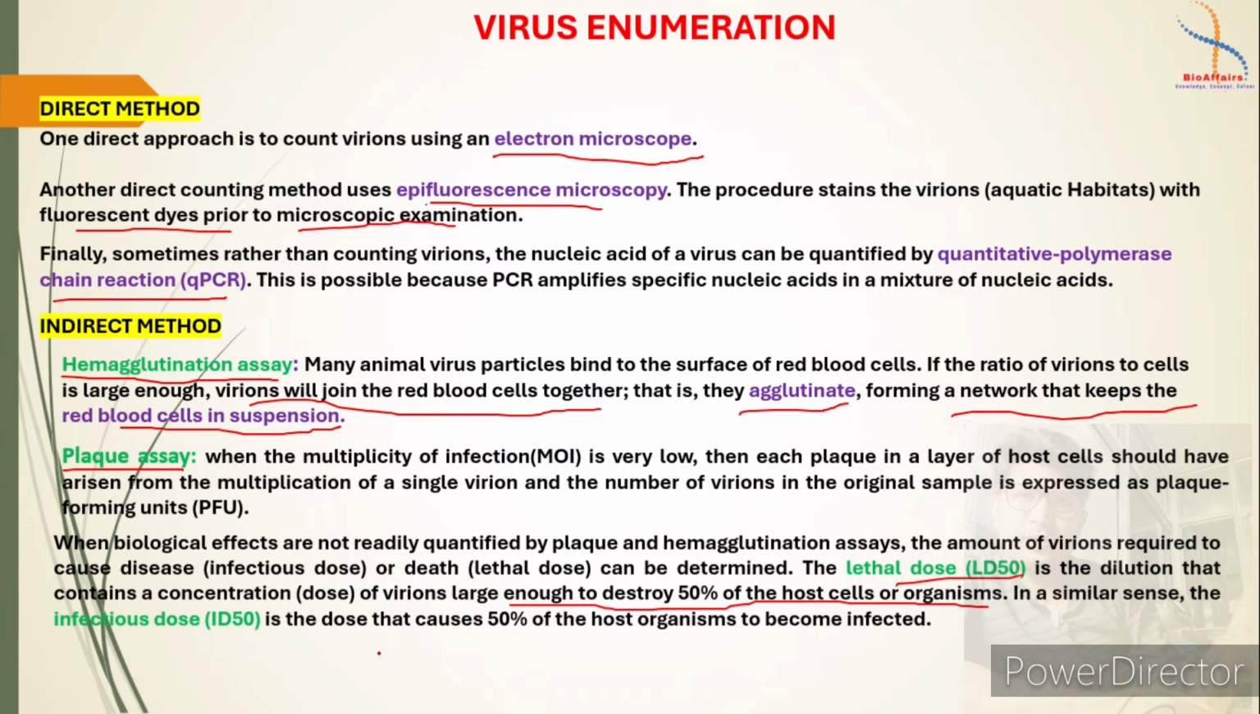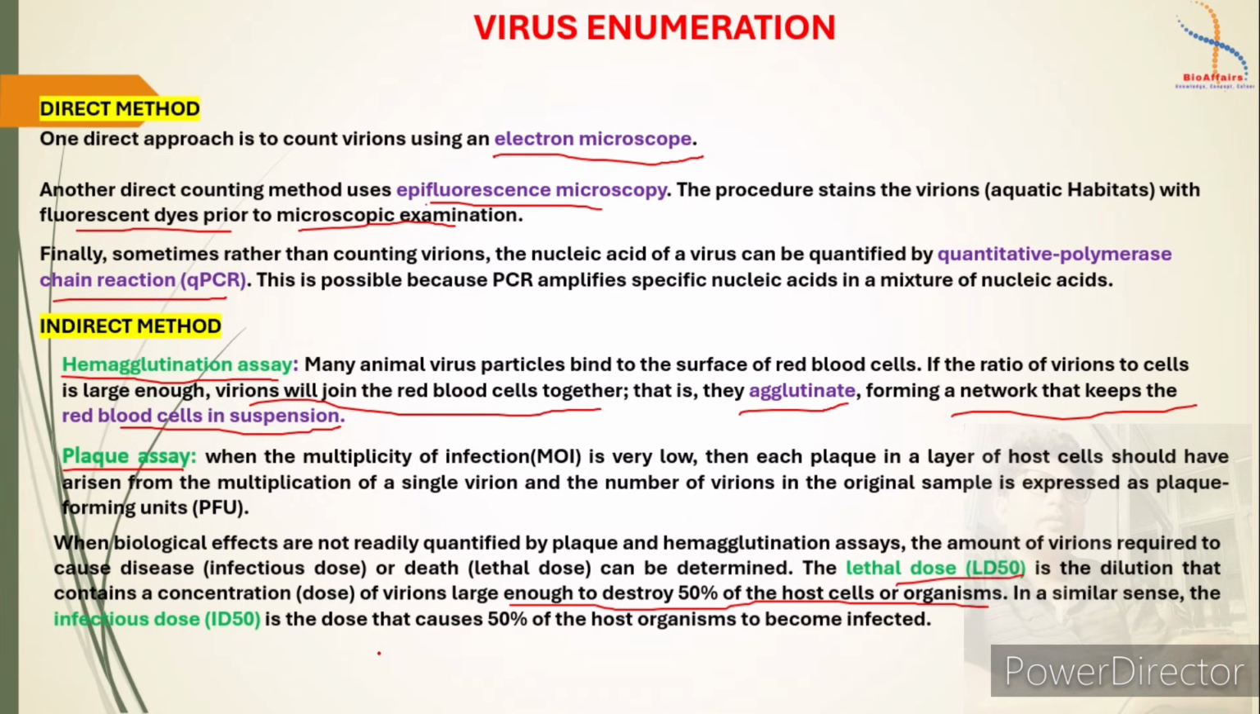Suppose that for hepatitis B, 5 hepatitis B virions are able to infect 50% of the human population. Or from 100 people, 50 people will be infected with 5 hepatitis B virions. That is ID50, the infectious dose 50, for the population you are using for the study. So that is the thing.